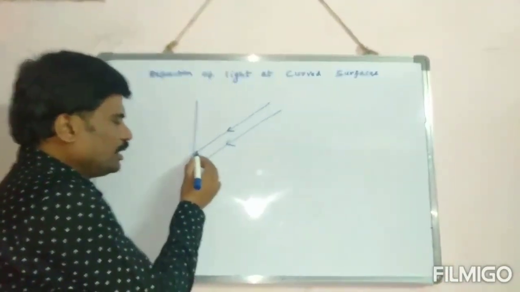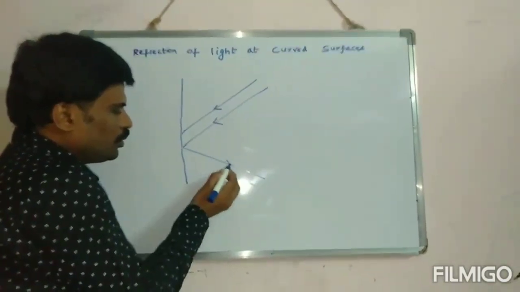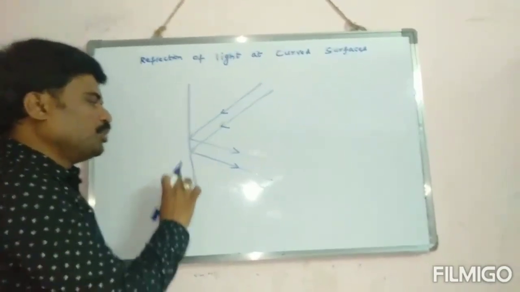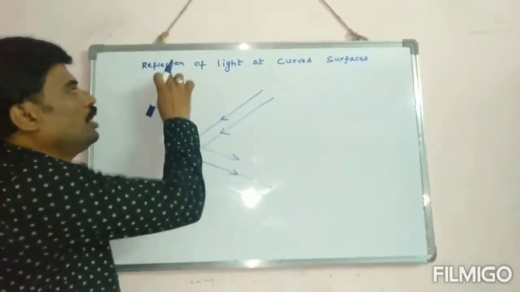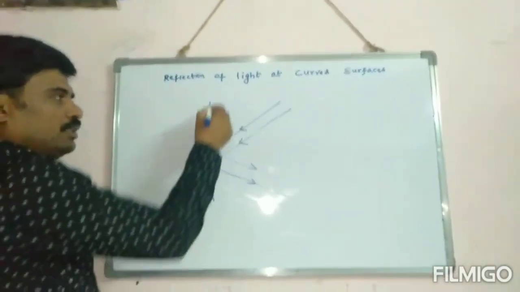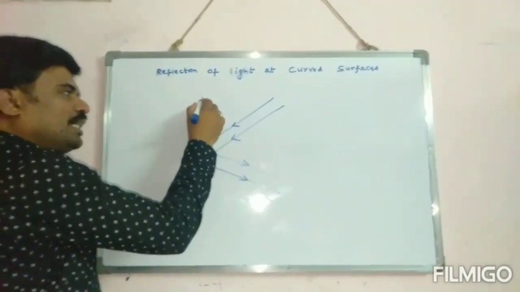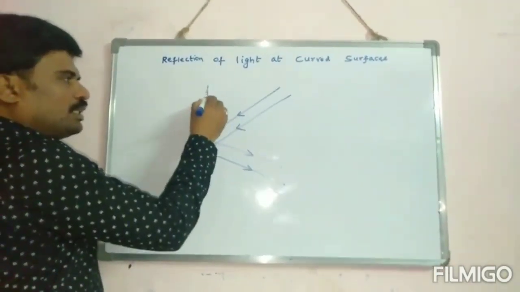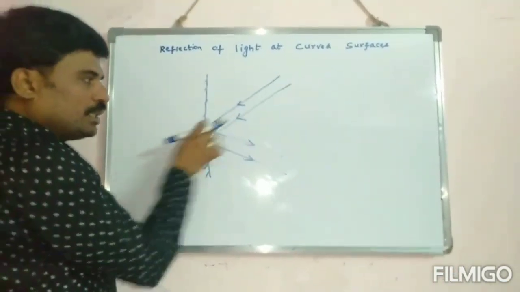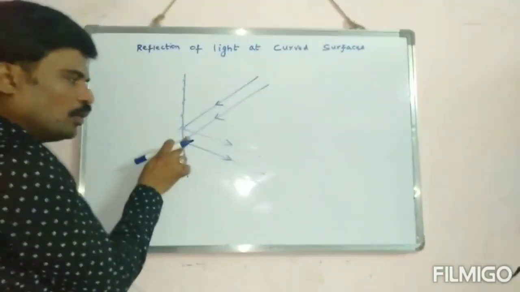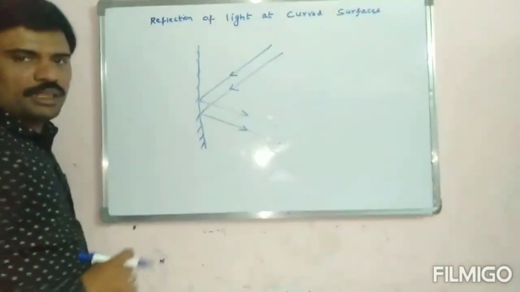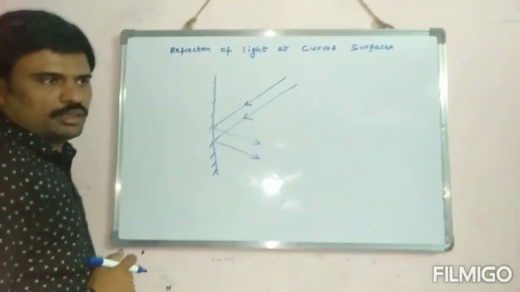A part of light is bounced back into the same medium and the remaining part may be absorbed by this surface. We call this phenomenon reflection of light. If this surface is highly polished, let us consider a plane mirror. Then the whole light that is incident will be reflected back into the same medium. Hence, we call this highly polished surface a plane mirror.